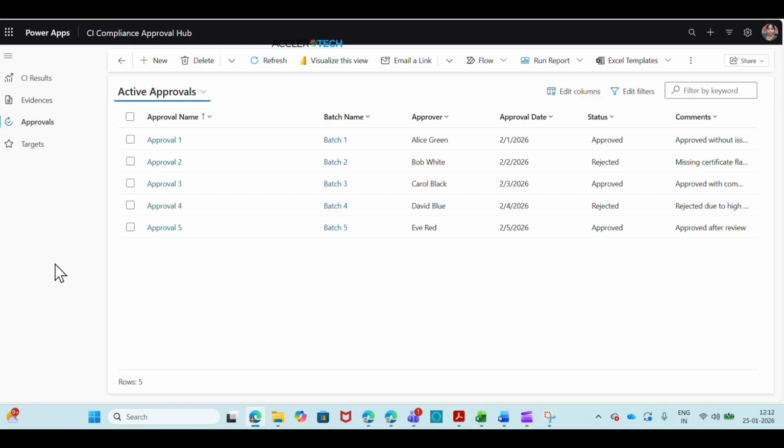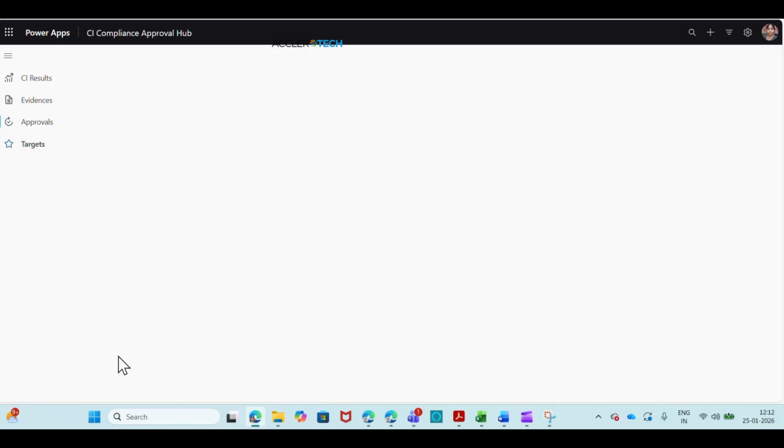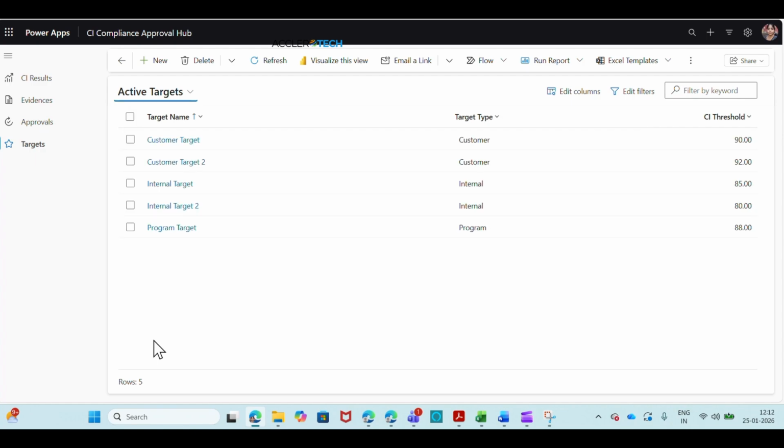The approvals from the supervisors, those active approvals and inactive approvals, can all be viewed here. See, this approval has already been approved. This approval has been rejected, probably because the evidence is not sufficient or a certificate is missing. Next, targets, whom it is targeted for: the customer, internal reviews, or the program target. All the details are given here with a CI threshold so that decisions can be appropriately made.